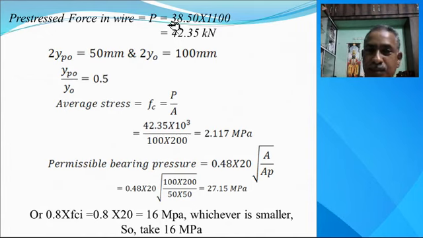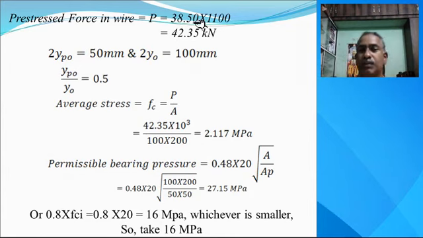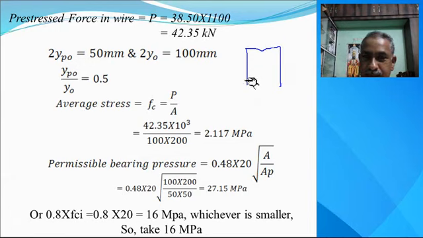Now the stressing force P is calculated as follows. The diameter of the wire is given as 7 mm, that's why pi by 4 into 7 squared, and that is 38.50 mm squared, the total area of the wire, multiplied by 1100, so it is 42.35 kilonewton. This is the stressing force applied with the help of the high tension wire. So 2y0 is equal to 50 because the size of the plate is like this. This is 50 and this is also 50.